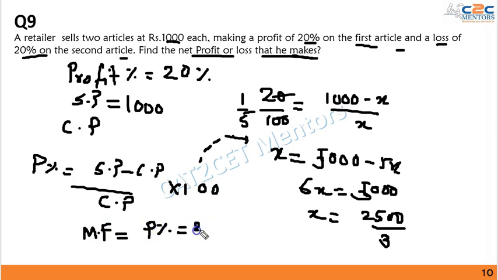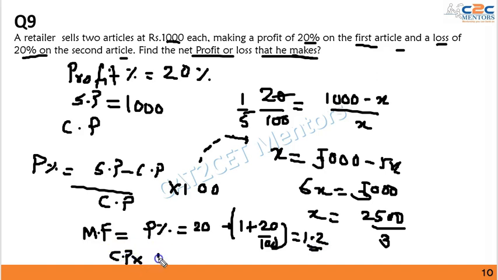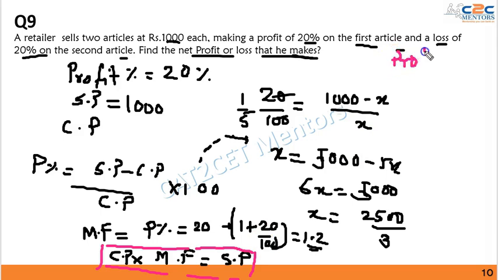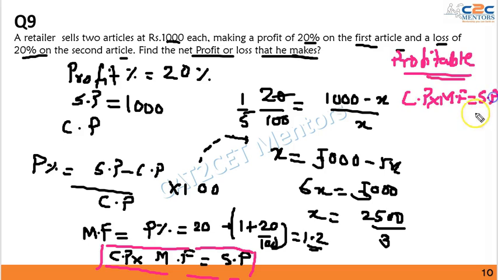P% is given to be 20%. So the multiplication factor is going to be 1 plus 20 by 100. So this is nothing but 1.2. Now in a profitable transaction, cost price multiplied by the multiplication factor is going to give me the selling price. I hope you remember this relation which we have discussed earlier. And even if you do not remember it, write it down right now. For a profitable transaction, cost price multiplied by the multiplication factor is equal to my selling price.